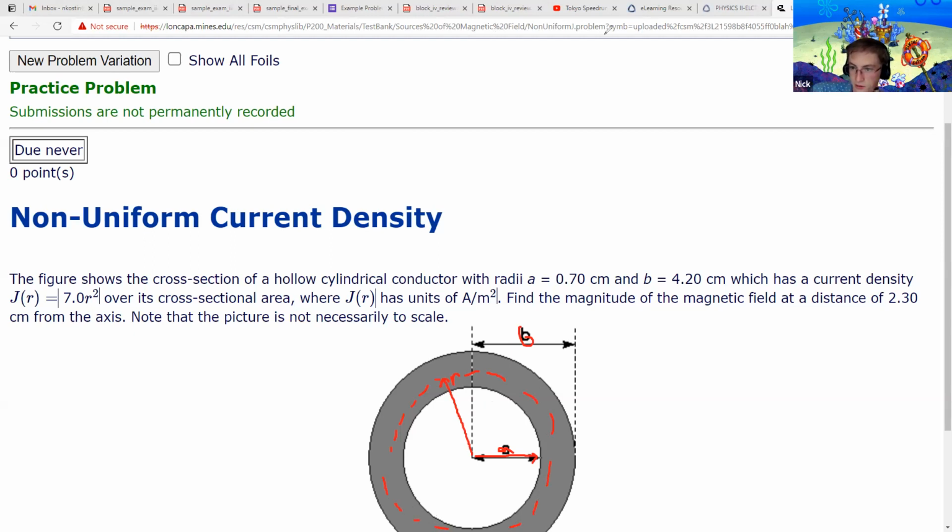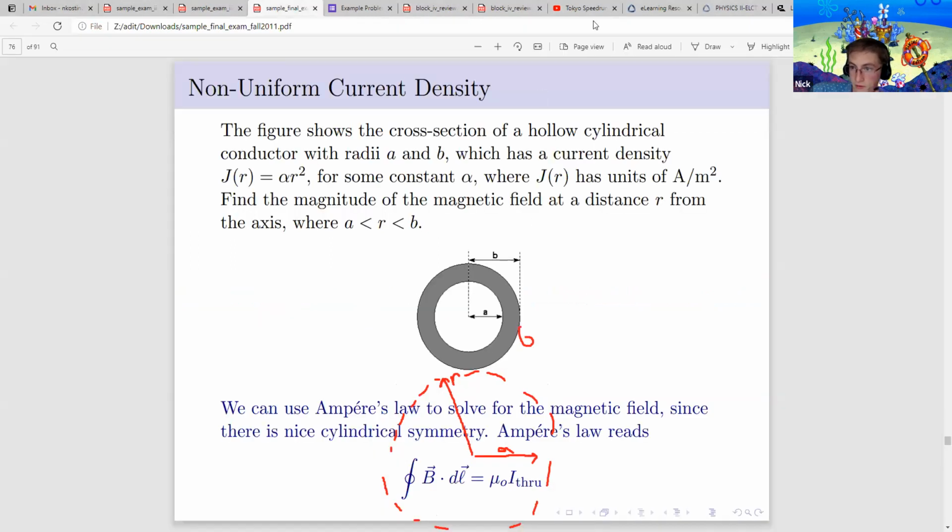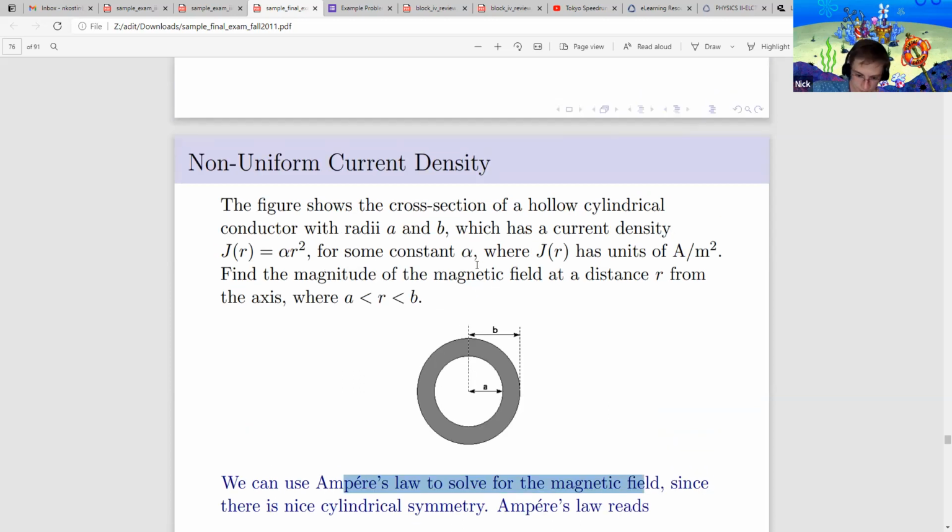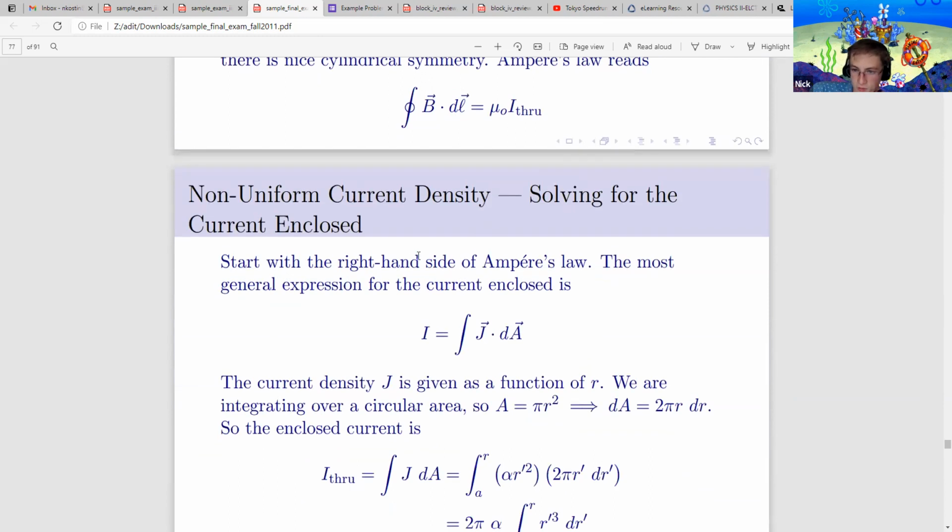So let's start by writing out Ampere's law. We can use Ampere's law to solve for the magnetic field since we have nice cylindrical symmetry. That's pretty much the only case when we use Ampere's law. Like with Gauss's law, we can use it with cylinders, spheres, or planes. Ampere's law, we can pretty much only use it with cylinders. Technically with solenoids too, but I don't think we derive that ever. The equation's on the equation sheet. That's our general expression for Ampere's law without a displacement current, but we don't need it here.